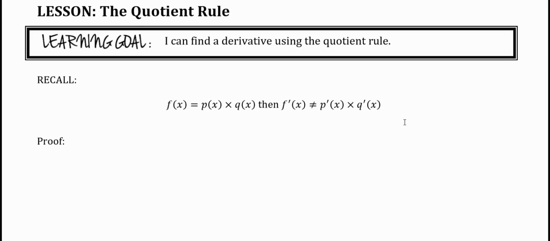So we're going to talk about the quotient rule today, but before we do that, we're going to talk about the proof of the product rule from yesterday. Recall, if f at x is p at x times q at x, f prime does not equal p prime times q prime. It's not like the sum rule. The derivative of a product is not the product of the derivatives of the parts. We saw yesterday what it is.